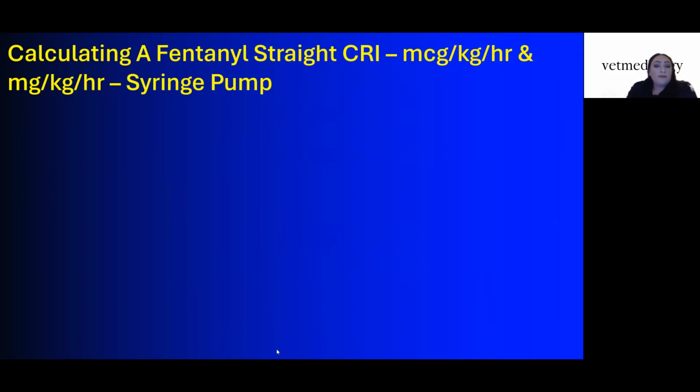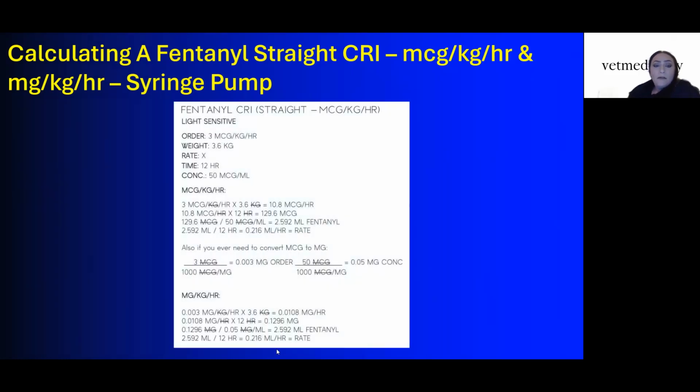Calculating a fentanyl straight CRI in mics per kg per hour and mgs per kg per hour on a syringe pump. So we want to indicate that it's light sensitive initially. And then our order of fentanyl is 3 mics per kg per hour. Weight is 3.6 kilograms. Rate is not known. Time is 12 hours. And our concentration of fentanyl is 50 mics per mil.